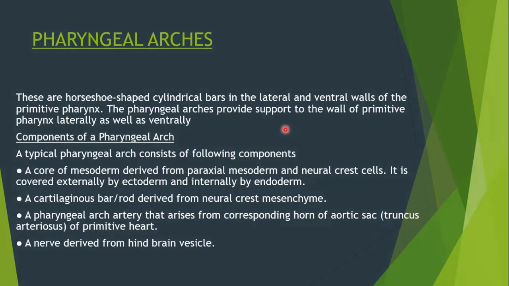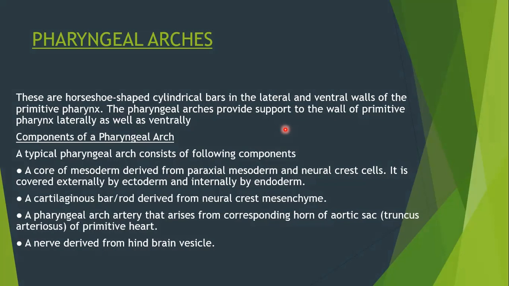So pharyngeal arches are the horseshoe-shaped cylindrical bars in the lateral wall and the ventral walls of the primitive pharynx. Pharyngeal arches provide support to the wall of a primitive pharynx laterally as well as ventrally.